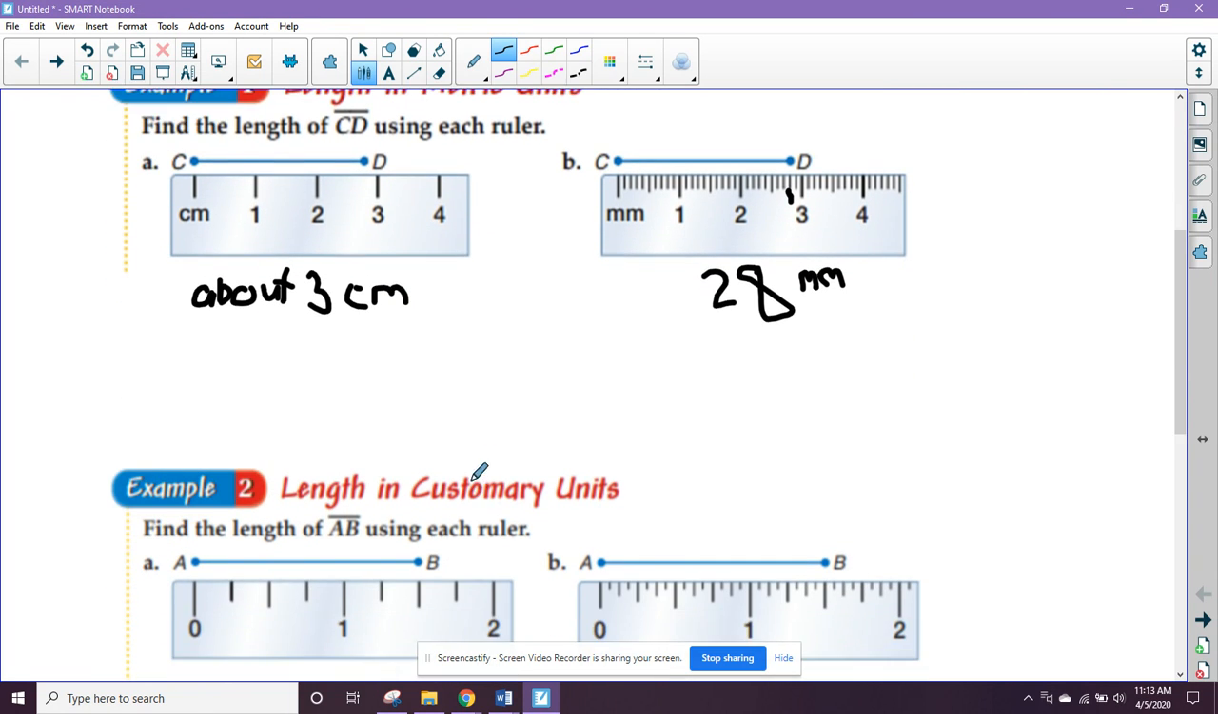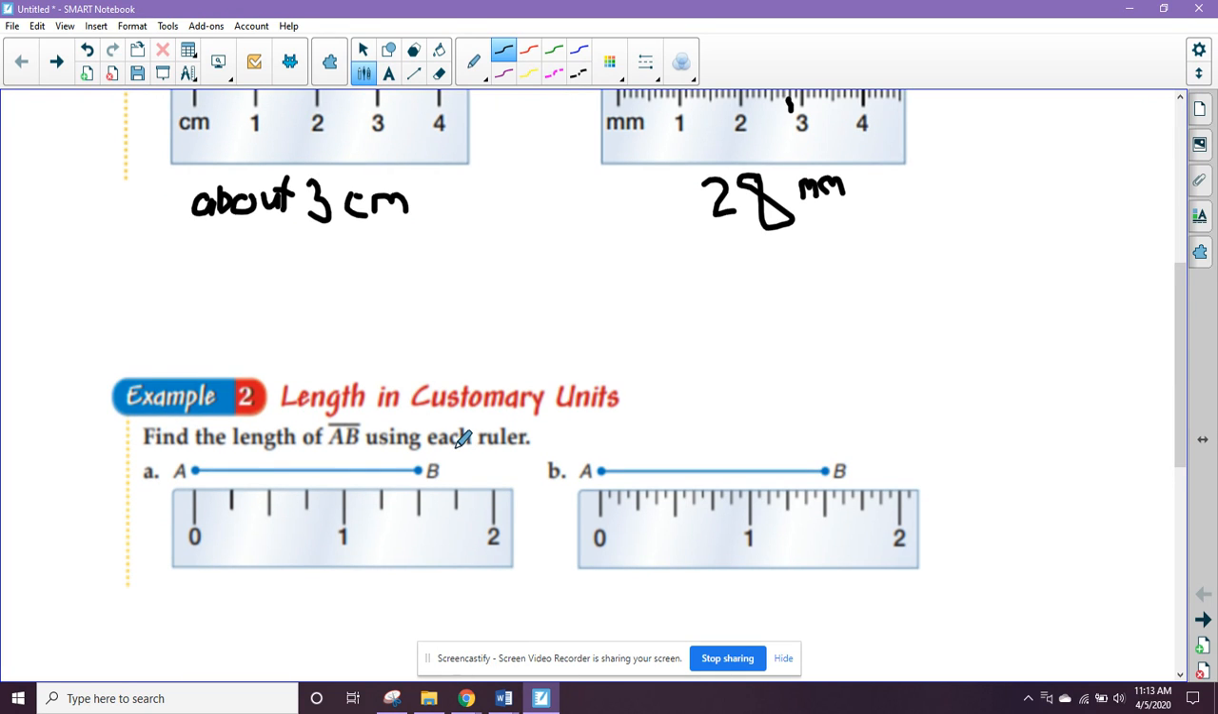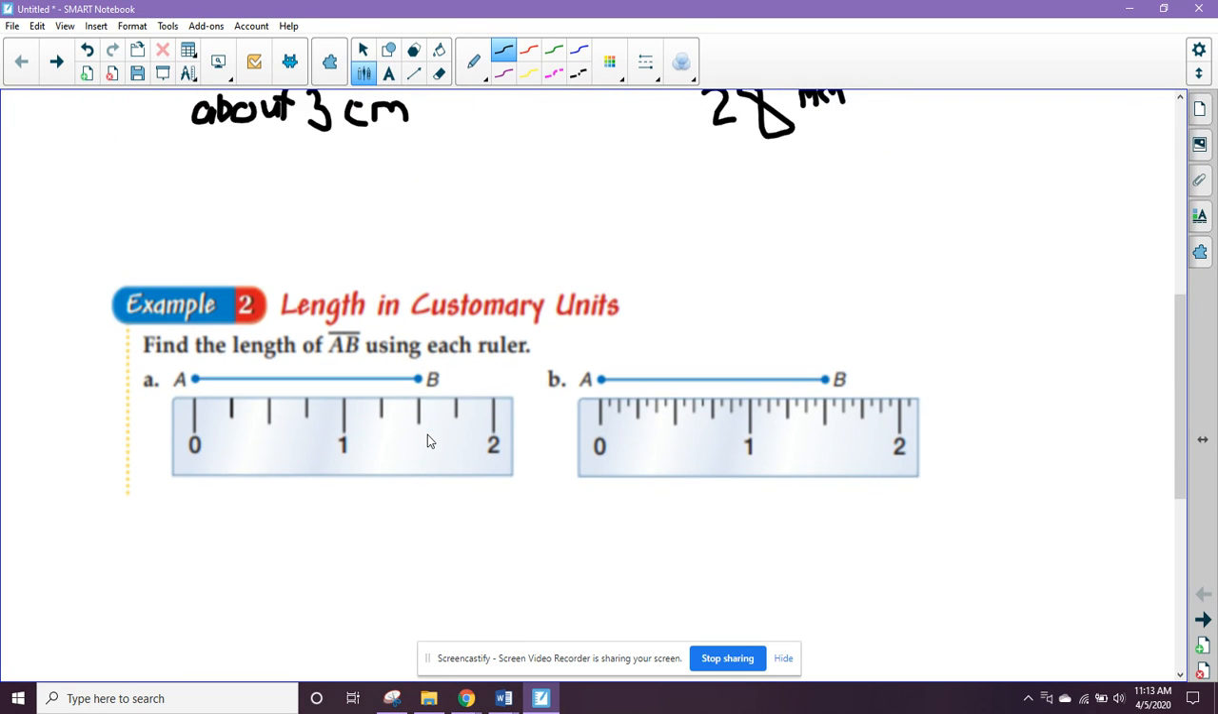Okay, now we're going to be looking at another example. So these rulers, we do not have any units on it. So we're just going to do it based on the numbers themselves. So how many tick marks do we have between our number of measures, 0 to 1? We have 4. So each tick mark is worth 1/4. So each one's worth 1/4.